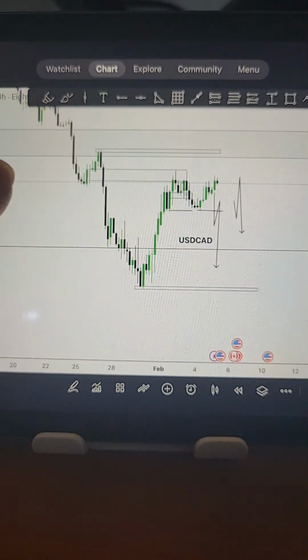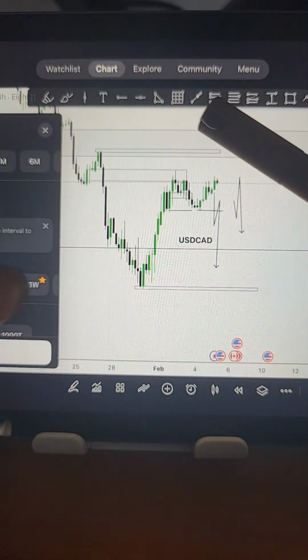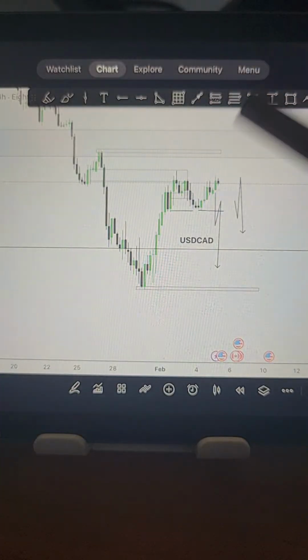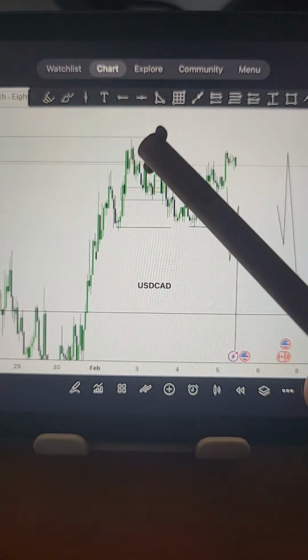So yesterday I marked out some key levels where I want price to be, but eventually price is not showing me any sign of going down. Price is still going up. So let me show you what I mean. Yesterday this was a swing low, higher high, higher low, higher high.